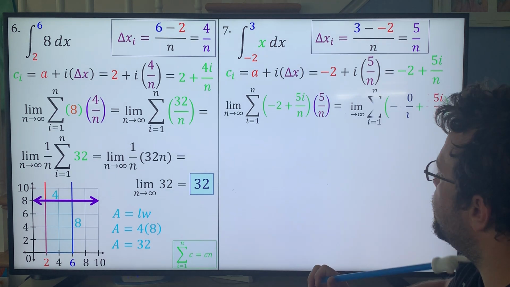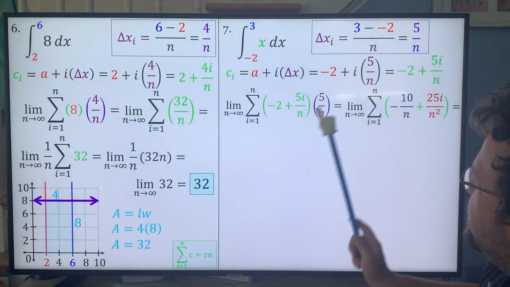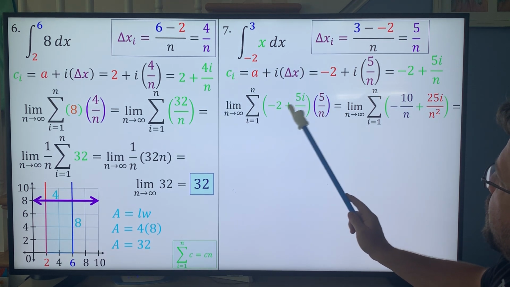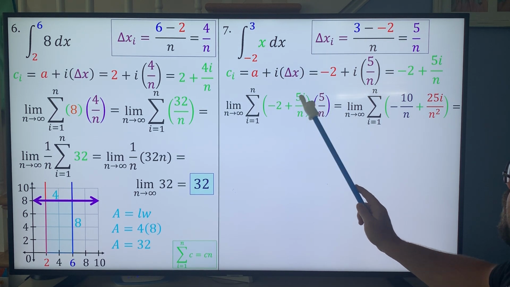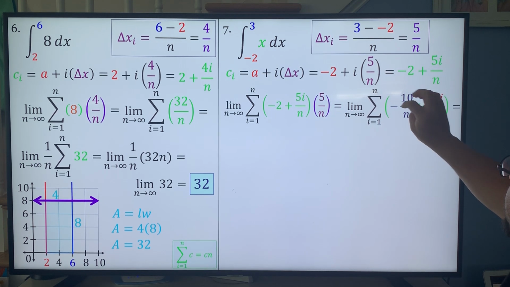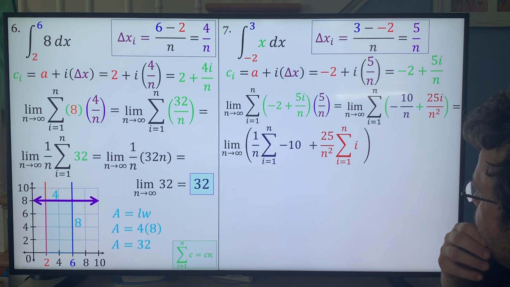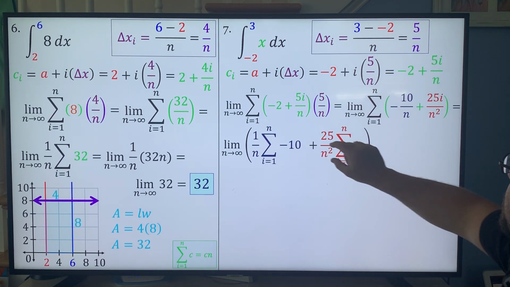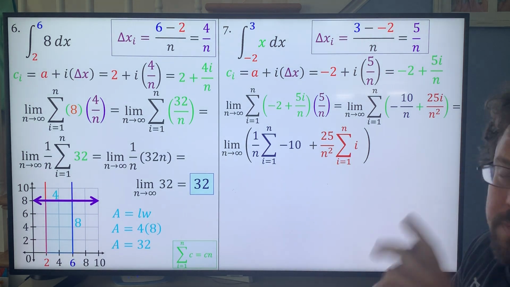What do we do with that 5n? What do you want to do? I distribute it sometimes. Negative 5 times negative 5 times negative 2 is negative 10 over n, 25i squared over n squared. Pull those apart. All right, I'm going to pull out the n. I'm going to pull out the 25 over n squared. I just did 2 steps on one there.